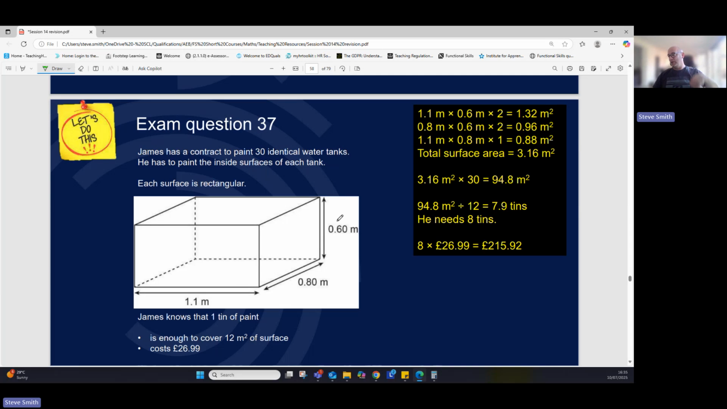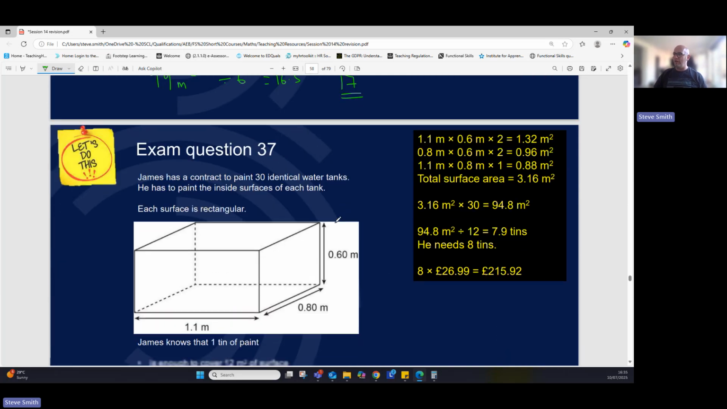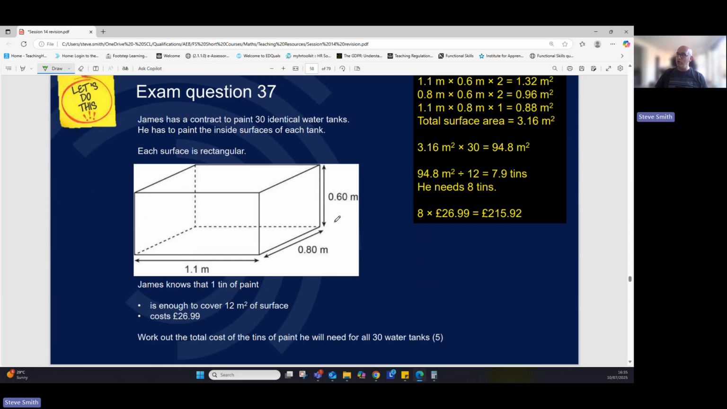The answer's right there for that question, and I will go through it, but we can just follow the answer. It's a 5-pointer. What we've done here, we're contracted to paint 30 identical water tanks. He's going to have to paint the inside surfaces of the tank. So all the painting is the 4 inside walls and the floor. There's no roof. And so as you can see here, we've got the face here, 1.1 times 0.6, which is the height. And then we've got 2 of them. We've got the front and the back. Then we've got 0.8 times 0.6 for the sides.